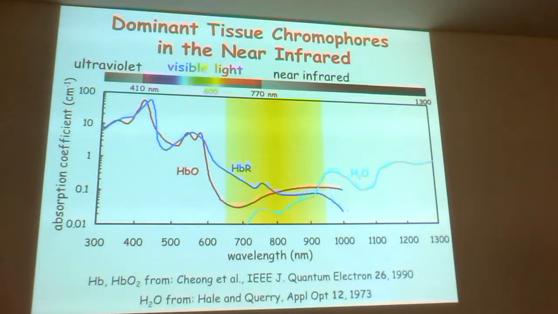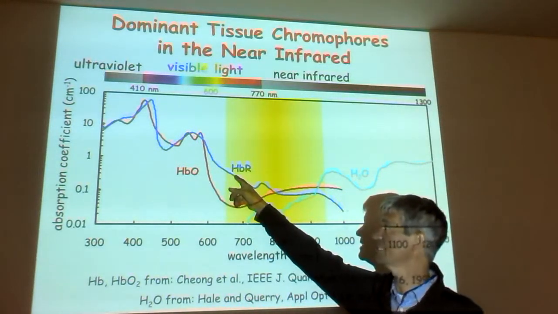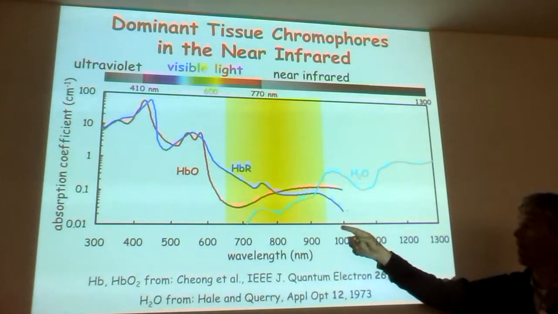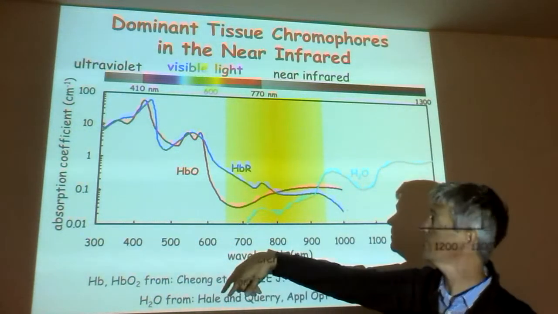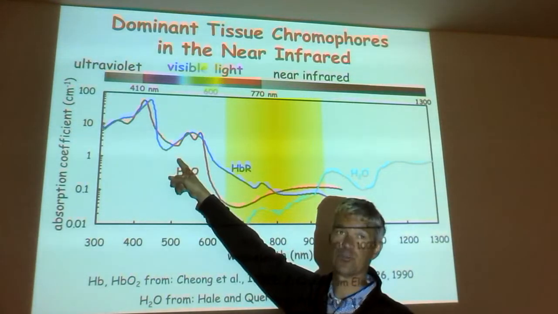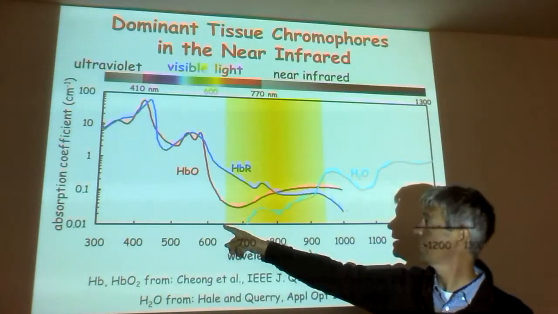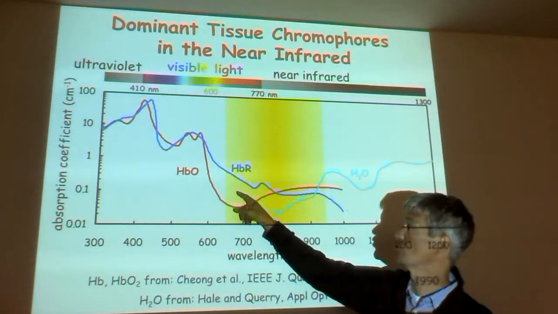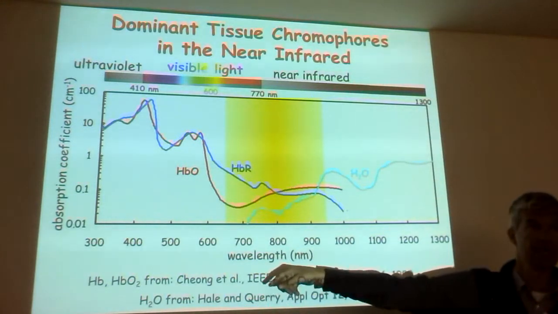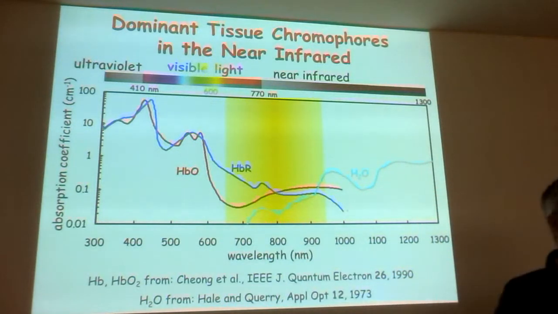Okay, so near-infrared spectroscopy works because the dominant chromophores in tissue are hemoglobin, oxygenated hemoglobin, deoxygenated hemoglobin, and water. This is the absorption coefficient on a log scale. So you can see hemoglobin absorption drops dramatically as you move from blue light to green light to red light. And as you go into this near-infrared region, the absorption length of blood in tissue is on the order of 10 centimeters, right? So light can travel 10 centimeters through tissue, and only 63% of the light will be absorbed.